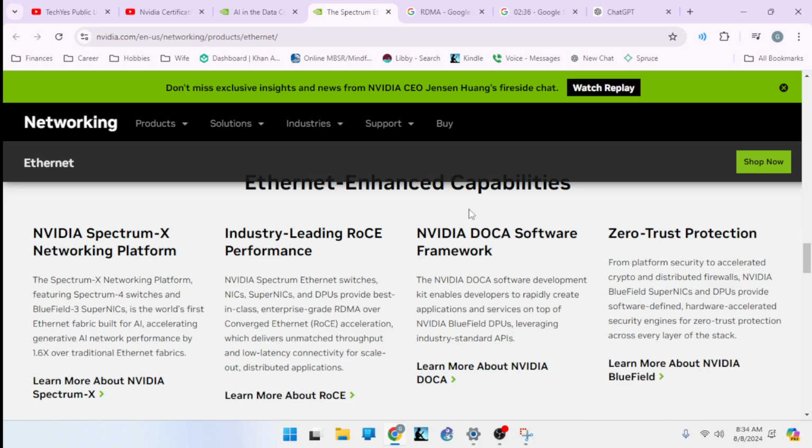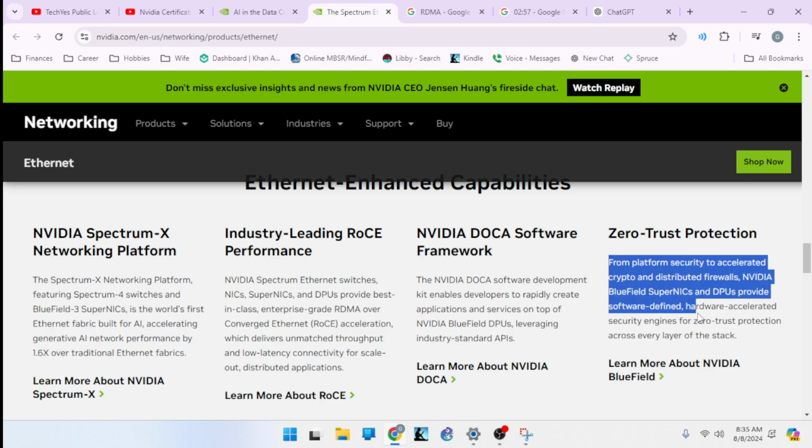All right, so next is NVIDIA DOCA software framework. The NVIDIA DOCA software development kit enables developers to rapidly create applications and services on top of NVIDIA BlueField DPUs, leveraging industry standard APIs. And then zero trust protection, from platform security to accelerated crypto and distributed firewalls. NVIDIA BlueField SuperNICs and DPUs provide software-defined hardware accelerated security engines for zero trust protection across every layer of the stack.